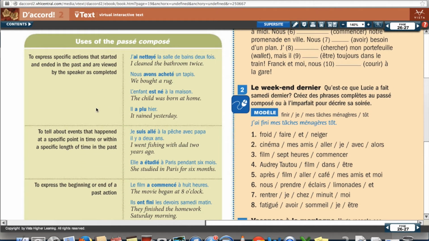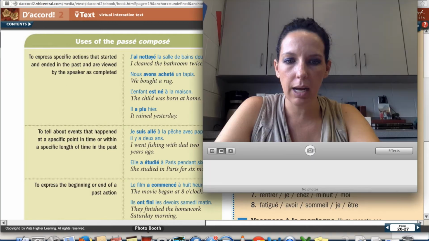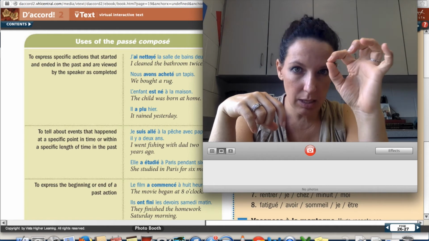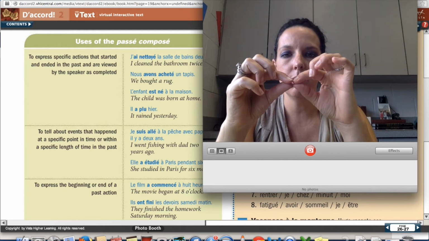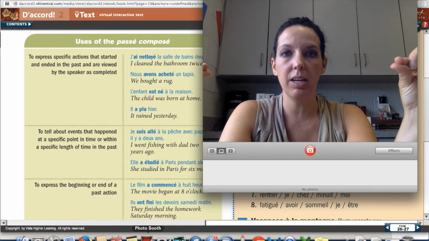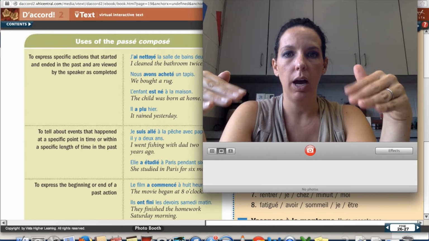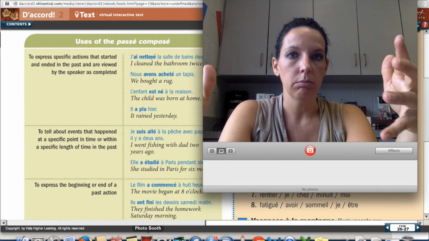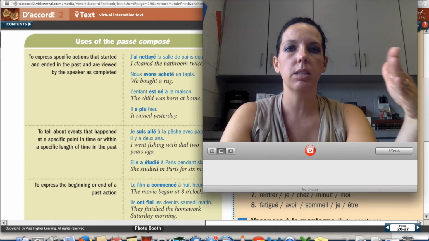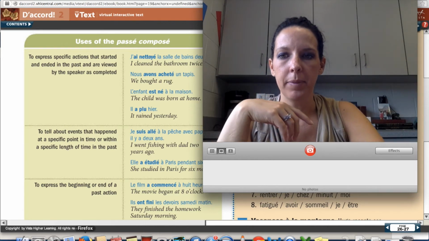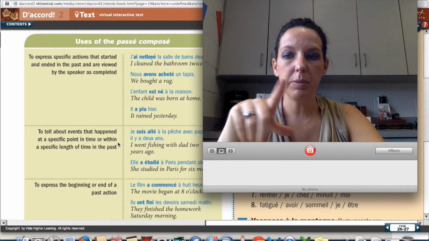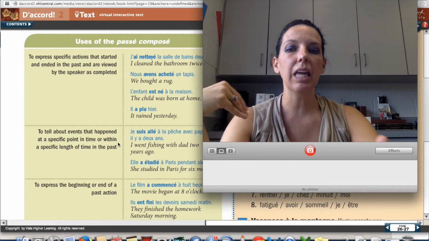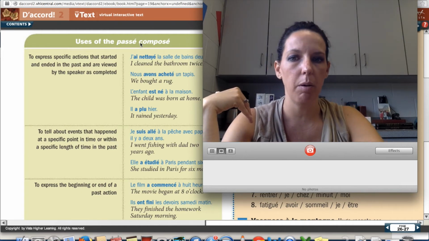Uses of the passé composé. We use it to express specific actions that started and ended in the past. Remember that timeline that I showed you, with the single little dot. That single little dot on the timeline tells me that something happened, it started and ended in the past. We're done. I dropped the paper. It's done. It's not something that's continually happening. It's at one moment in time. To tell about events at a specific point in time or a specific length of time in the past, that's when we talk about passé composé.